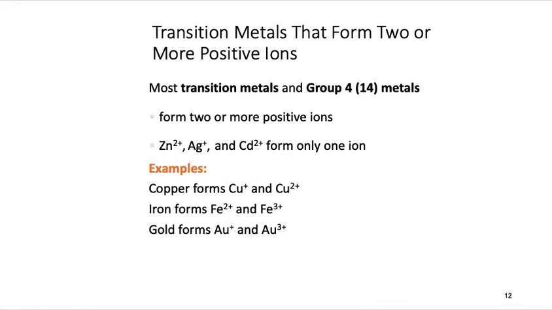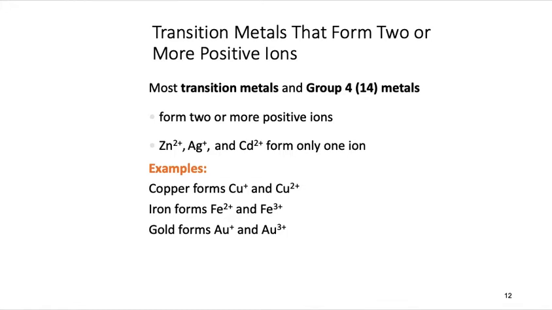You just have to know that if it is 2+, then it's called iron 2. And if it's 3+, it's called iron 3. You actually name it according to the number of the charge. It's kind of like George Washington's white horse. So at the top it says most transition metals and group 4 metals. Group 4 metals would be anything that's under the stairs. Okay, they form 2 or more positive ions. There's 3 exceptions to this.